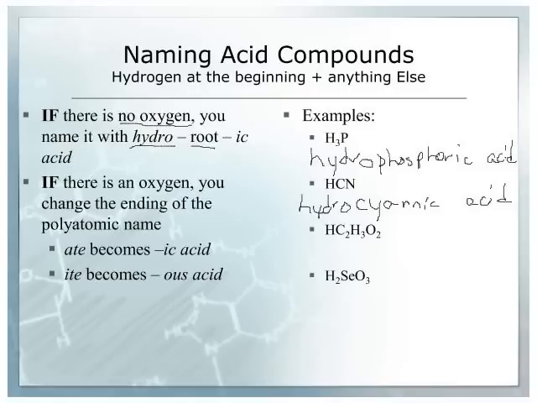The last two examples are when we do have oxygen in them, so we don't have any hydro. But we're going to change our polyatomic ion name. If it ends in ate, it becomes an ic acid. If it ends in ite, it becomes OUS acid. One of the ways I tell everyone is the ate always has one more oxygen than the ite, so it ate the extra oxygen and now feels ic. So acetate is our C2H3O2, so we're going to change that ate to ic, and so we have acetic acid.